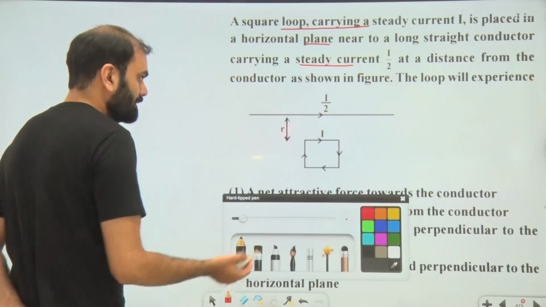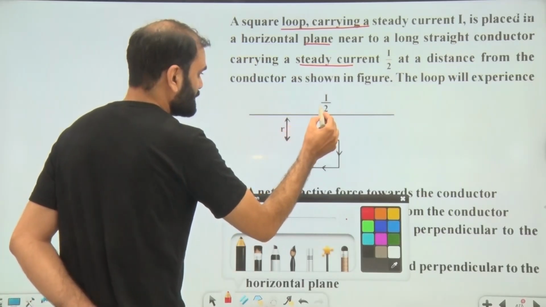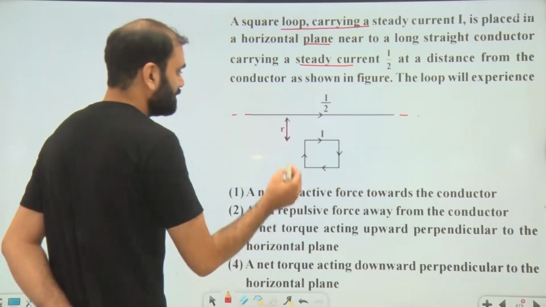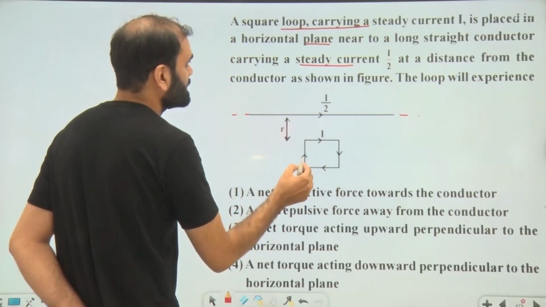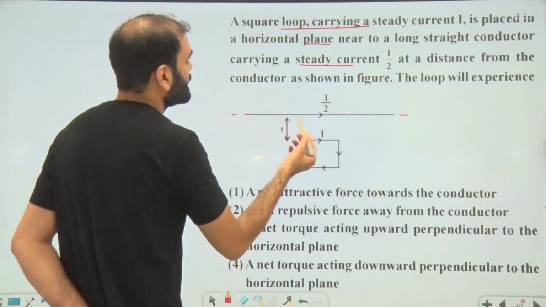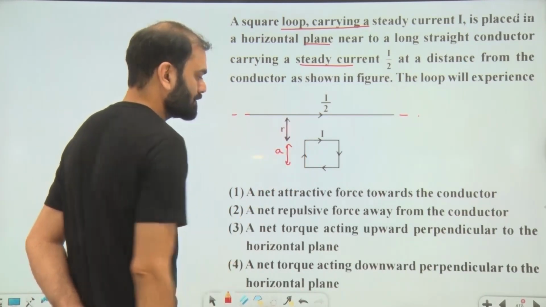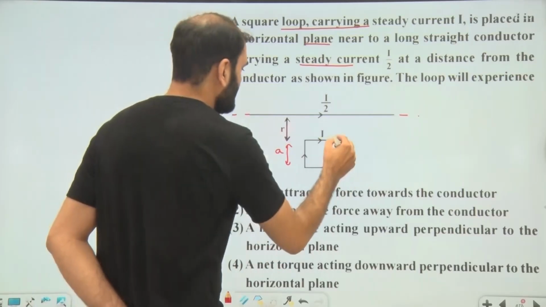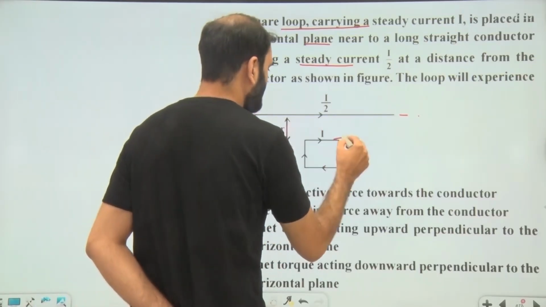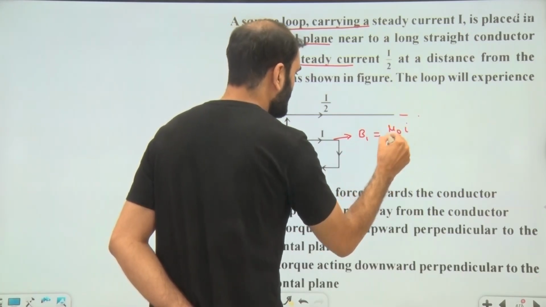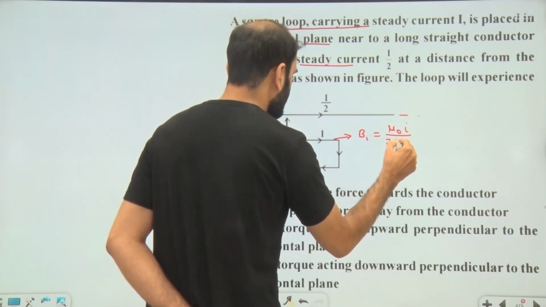So here you can see the current I by 2 is flowing in this wire, which is an infinite wire. The magnetic field at a distance R, and let's say the size of this square is A. The magnetic field at this point, because it's the perpendicular distance, B1 will be equal to mu naught into I upon 2 pi into R.